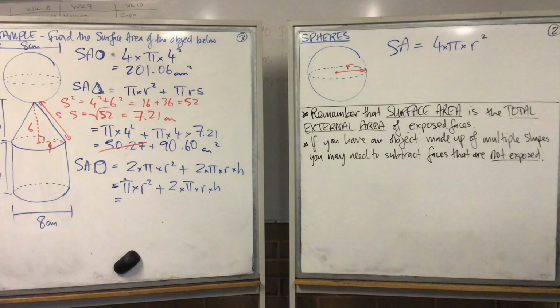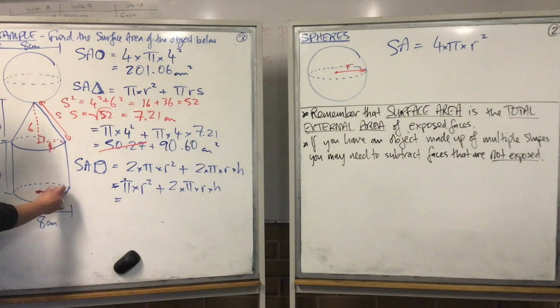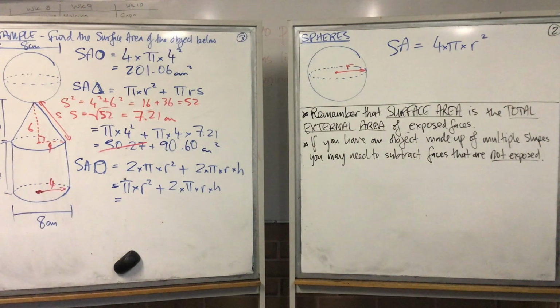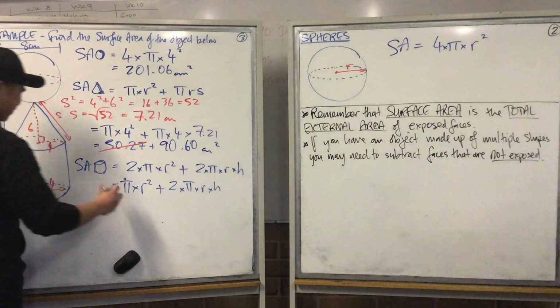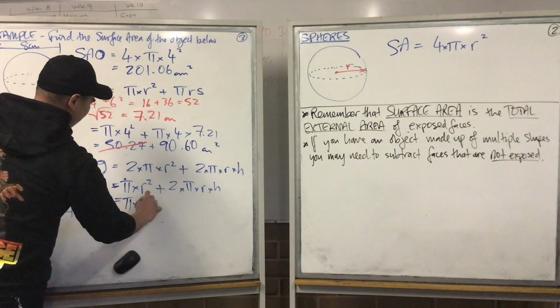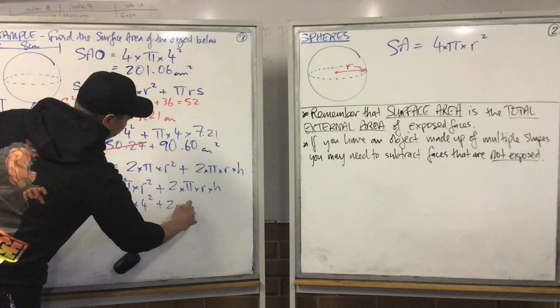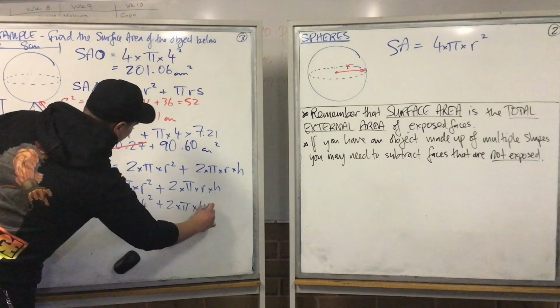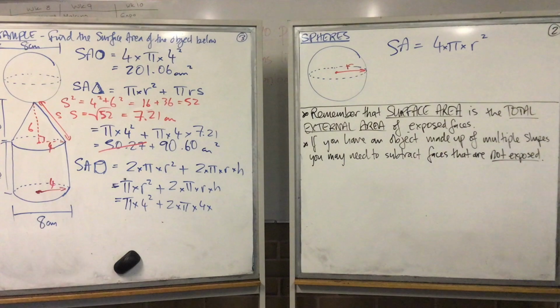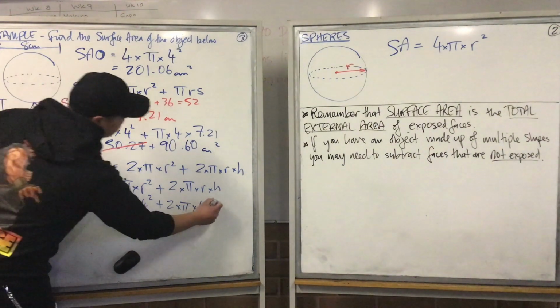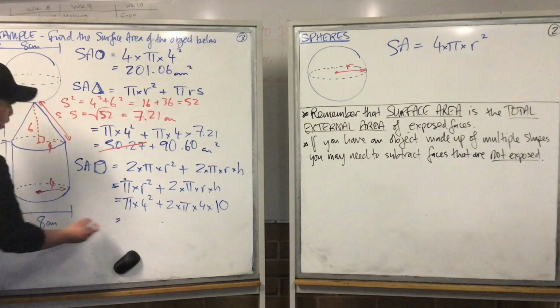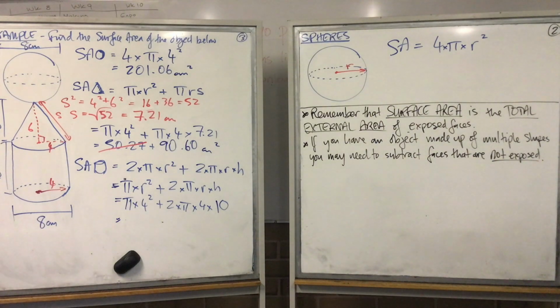What's the radius of the cylinder? That's not what I asked. The radius of the cylinder is 4. Exactly. Pi times 4 squared plus 2 times pi times 4 times... How tall is that cylinder? 10. So load up your working out and then work it out all in one go at the end.